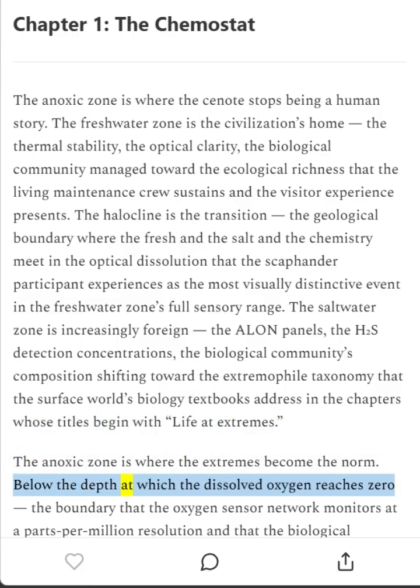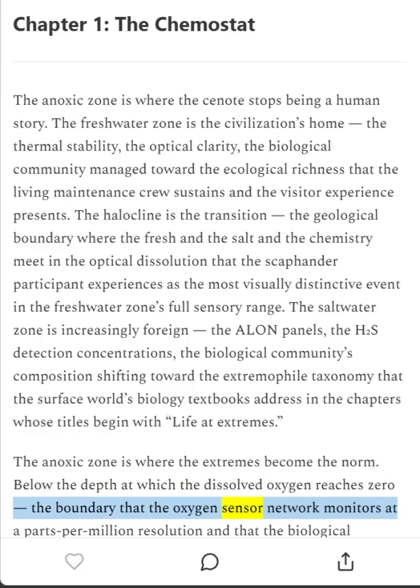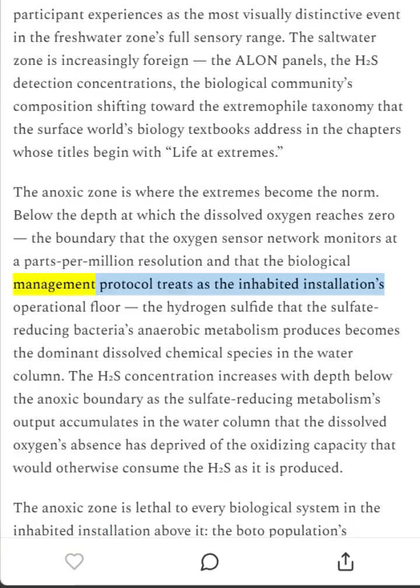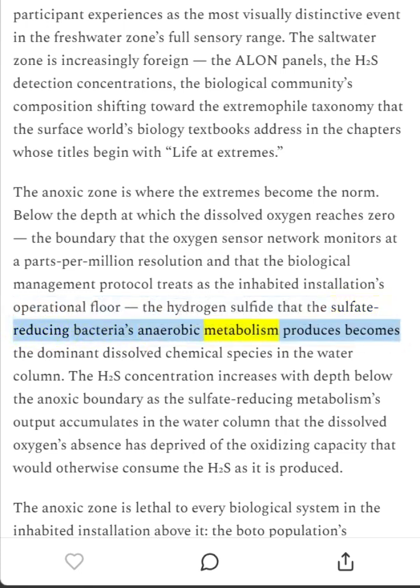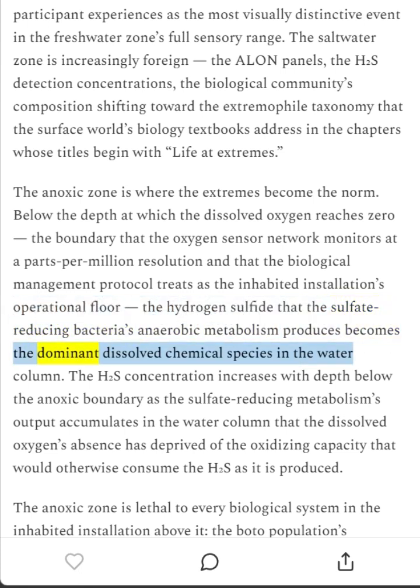Below the depth at which the dissolved oxygen reaches zero, the boundary that the oxygen sensor network monitors at a parts per million resolution and that the biological management protocol treats as the inhabited installation's operational floor, the hydrogen sulfide that the sulfate-reducing bacteria's anaerobic metabolism produces becomes the dominant dissolved chemical species in the water column.